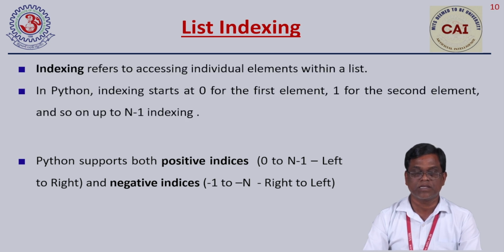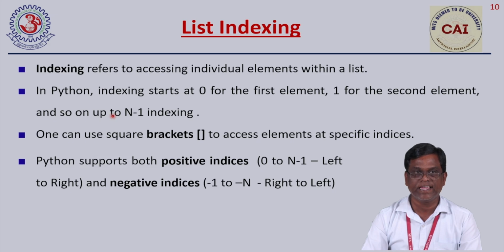Now we will discuss how to apply the indexing process to access the elements of a list. So what actually does indexing mean? It refers to accessing individual elements in a list. If you want to access an individual element in a list, we need to use the index of that element. In Python, the index starts from 0 for the first element, and for the second element it will be 1, and so on, up to n minus 1. So if your list has n elements, the index will start from 0 and go up to n minus 1.